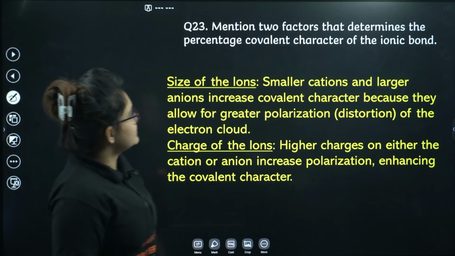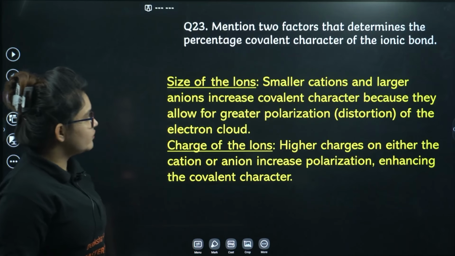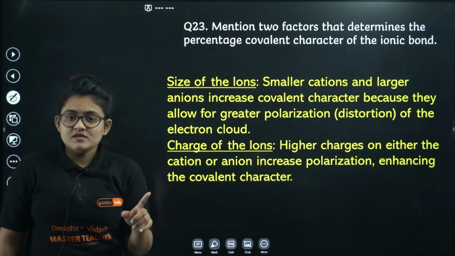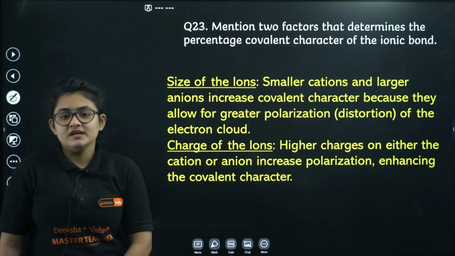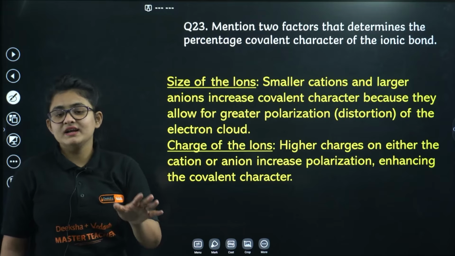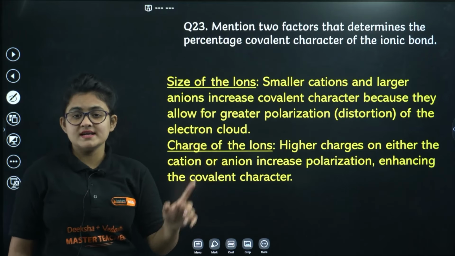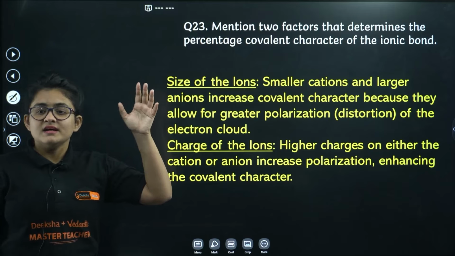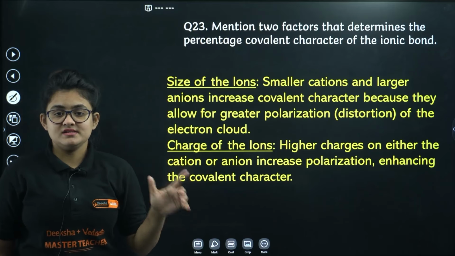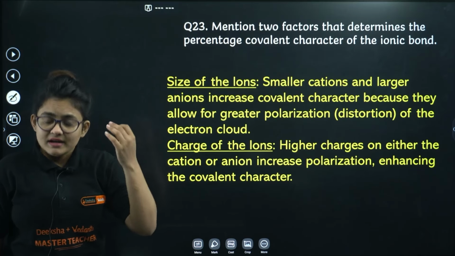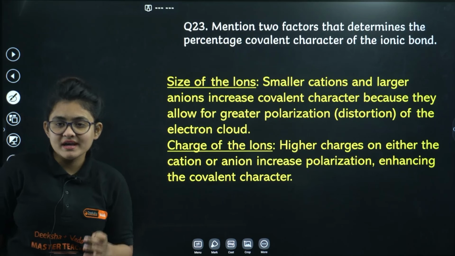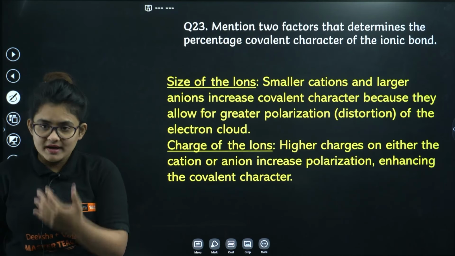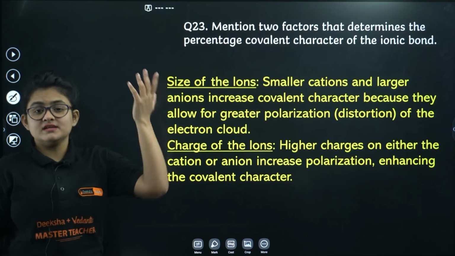Okay, mention two factors that determine the percentage covalent character of an ionic bond. First of all, size of the ions, next is charge of the ions. So smaller the cation, always remember this is in accordance with Fajan's rule, right? Smaller the cation and larger the anion, the covalent character increases. This is Fajan's rule. Okay. In order of charge, if I say higher the charges on either the cation and anion, polarization increases, covalency increases.